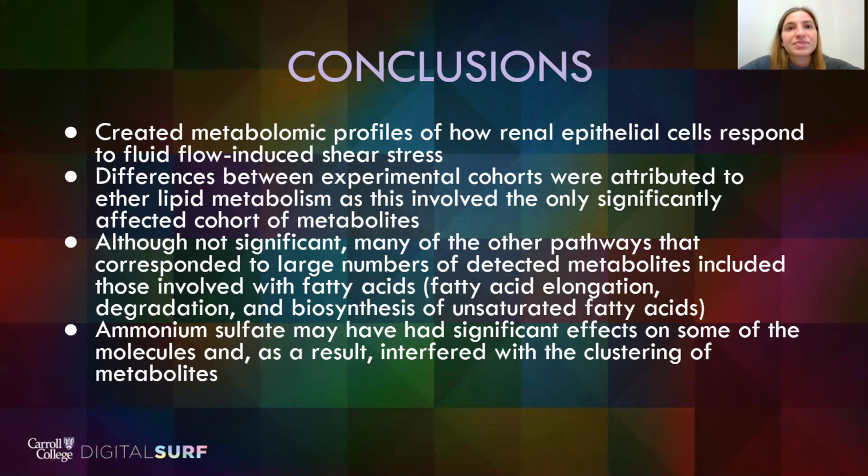So we can conclude that global metabolomes were primarily perturbed based on the presence or absence of the primary cilia. Due to the irregular distribution of the dendrogram, we have to take into consideration the role of the cilia removing agent in this study, which was ammonium sulfate. Ammonium sulfate may have had significant effects on some of the molecules and ultimately interfered with the clustering of our metabolites.